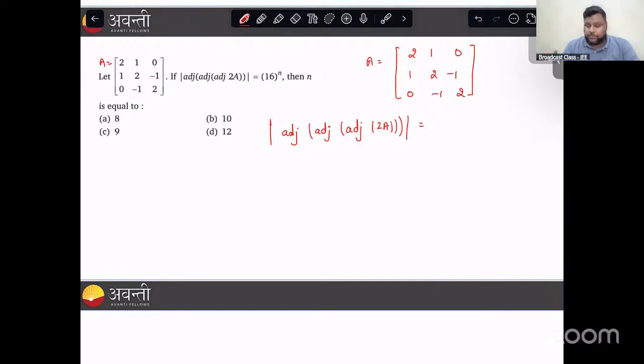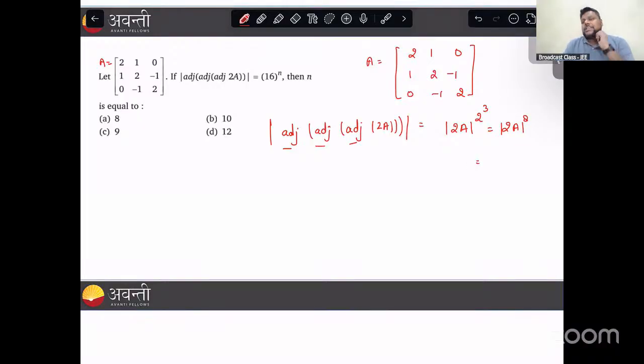Now, first of all, I told you as many number of adjoints as there are, it is determinant of 2A raised to the power 2 raised to the power 3. If you remember, when I told you if it is an nth order matrix, it would be determinant of A to the power n minus 1 to the power k, where k is the number of times the matrix is being repeated. So this is determinant of 2A to the power 8. Am I correct?